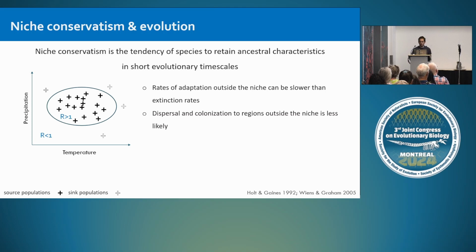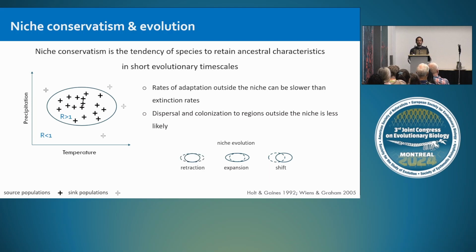So rates of adaptation outside the fundamental niche are probably slower than extinction rates, but also dispersal and colonization to other conditions is less likely. However, there are ways in which the niche evolves, and of course it does. Niche can expand or shift, and these types of changes are what, in a sense, has been called niche innovation, and it's what this paper by Holt and Gaines pointed out as niche evolution.